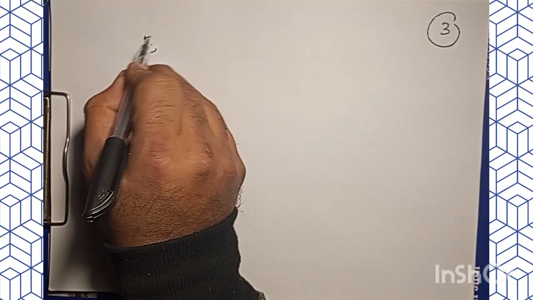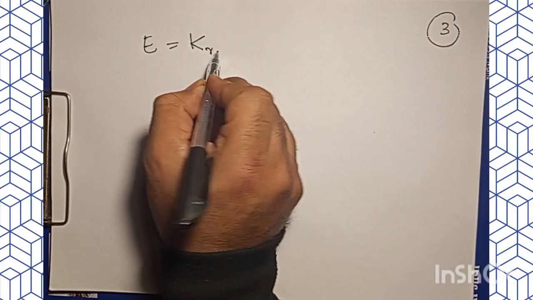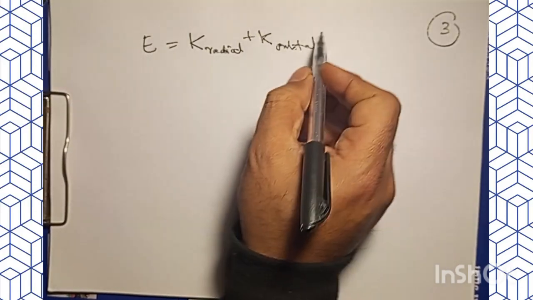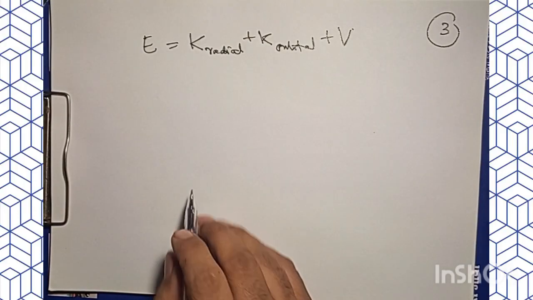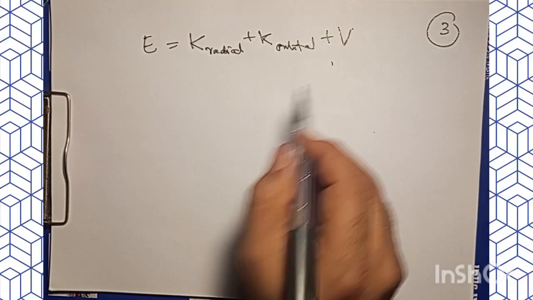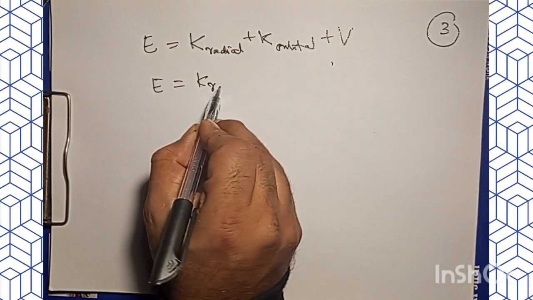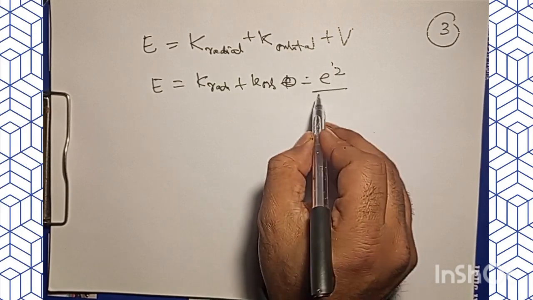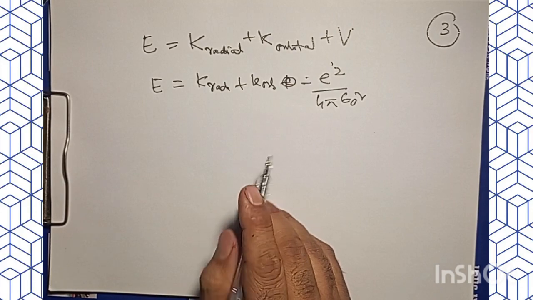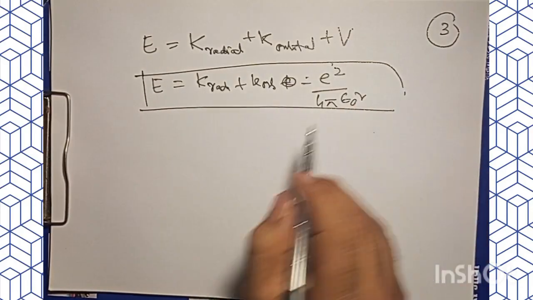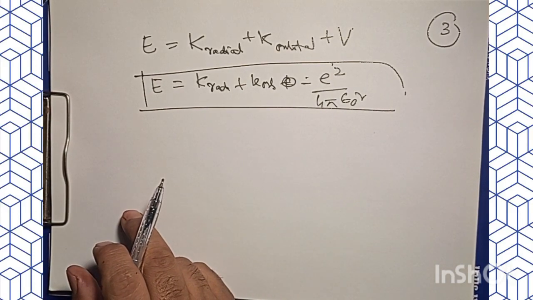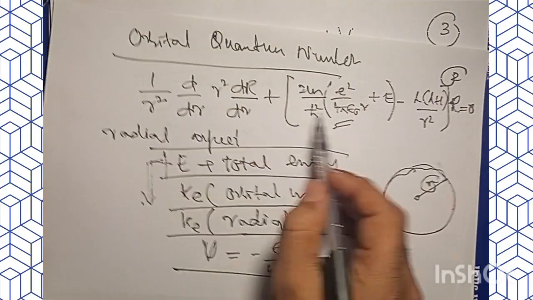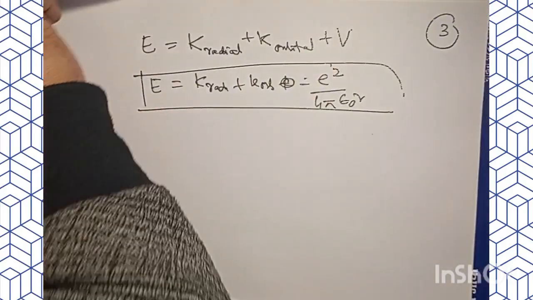So E can be written as kinetic energy radial plus kinetic energy orbital, plus the potential energy. The potential energy that we have here is negative, so I can think of E equal to K radial plus K orbital plus minus e square by 4 pi epsilon naught r. So inserting this term into the Schrodinger's wave equation in terms of R, what will we get? We'll drop this down into this equation.